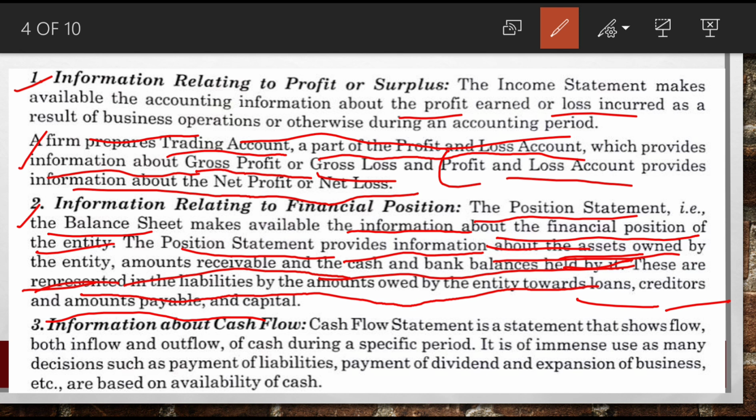Asset means what we have. Liability means any amount payable to any other person, an external person. For example, a loan taken from a bank is definitely a liability. You should repay that amount within the specified period, so till that period, that is our liability.